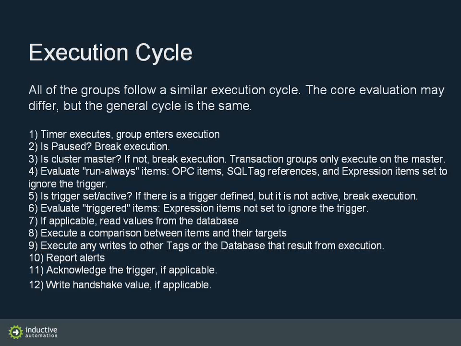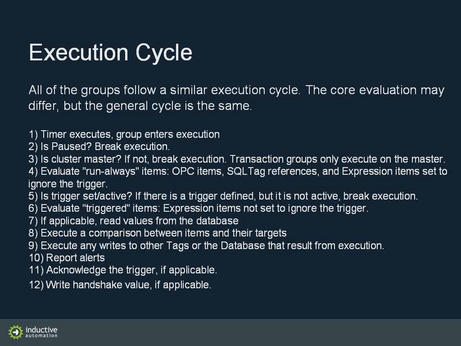The real basis is that every group is running at the update rate. The update rate could be 1 second, 3 seconds, and we're going to call that a timer. That timer is going to continually go on forever while that group is enabled. So when that timer executes, every 1 second, the group will then enter execution. If the group is paused, of course, it'll break execution.